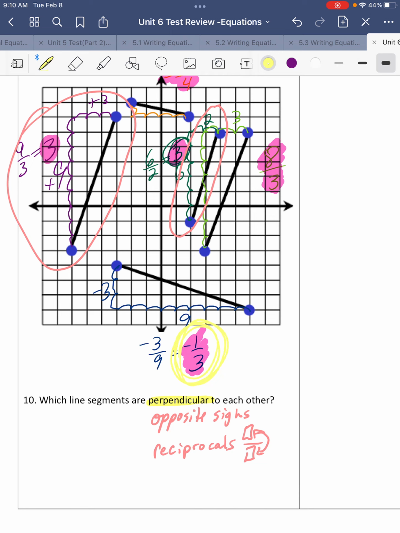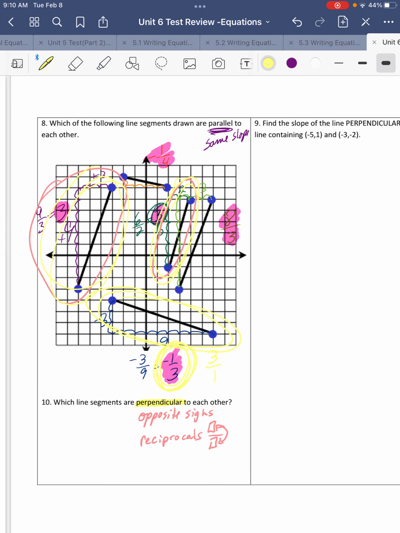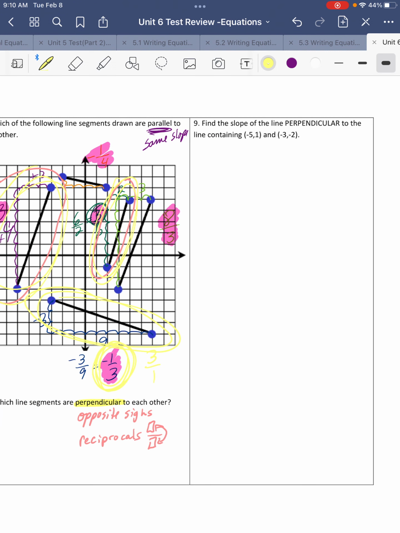We have negative 1/3. If you were to flip that, it'd be 3 over 1, which reduces to 3. And one's positive, one's negative. So anything that has a 3 is, so it's this line and this one or this one are both perpendicular.